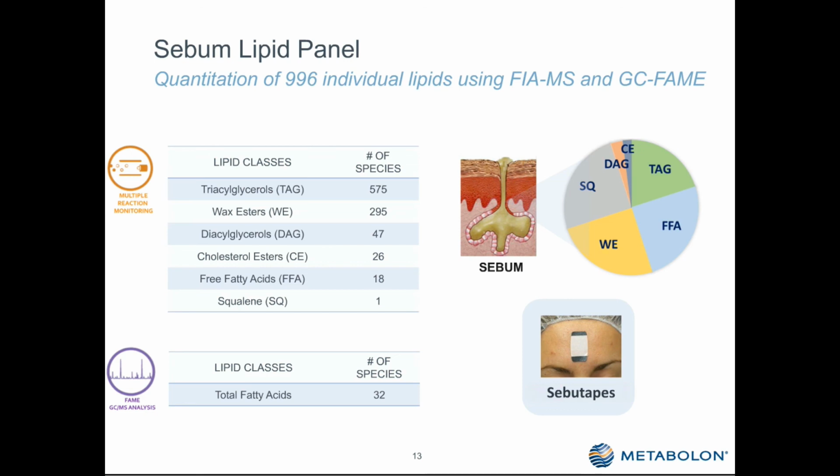With this second analysis, we are able to report back the absolute concentration of 32 fatty acid species. Those are total fatty acids, meaning that it's the fatty acid from across all of the lipid classes. And this assay is optimized for sebum that is collected using the sebutape and is optimized for humans.